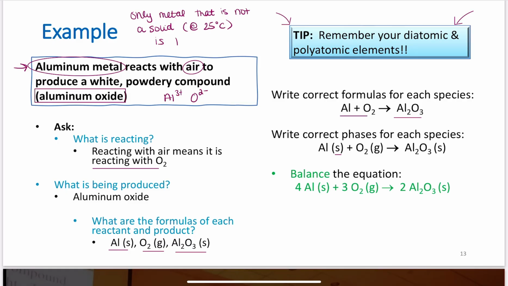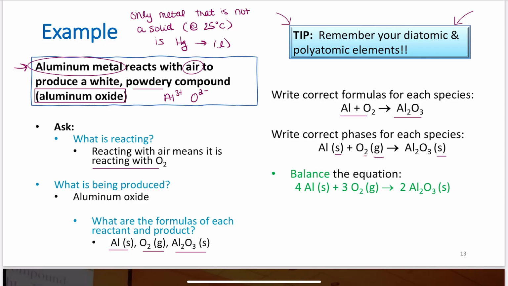At 25 degrees C, standard conditions is what we expect unless we otherwise state it. Under standard conditions, all metals will be a solid except for mercury. Mercury is a liquid. Oxygen is a gas. We know that because we're breathing it. And Al2O3 is a solid because it says the word powdery, suggesting solid. And then balance it.